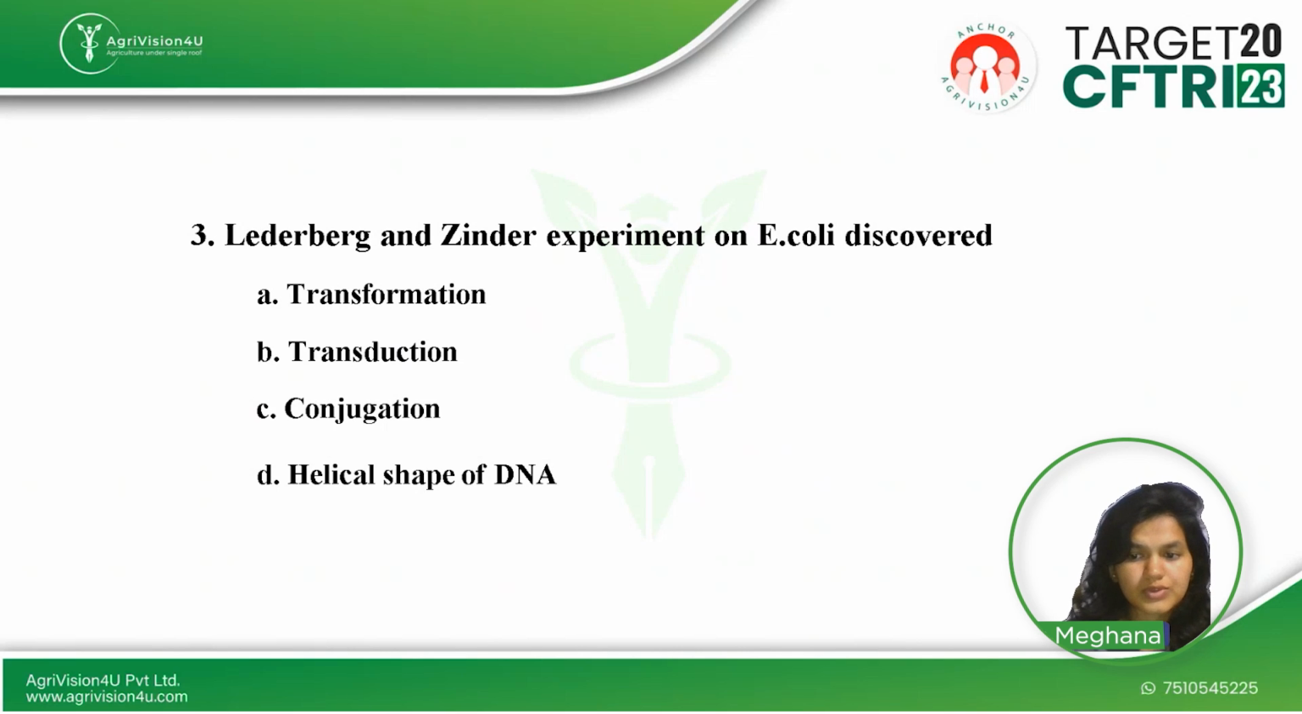Then comes the third question: Lederberg and Zinder's experiment on E. coli led to the discovery of which of the following? The first option is transformation, the second option is transduction, the third is conjugation, and the fourth is helical shape of the DNA. The Lederberg and Zinder experiment on E. coli led to the discovery of transduction, where a virus transfers genetic material from one bacterium to another.